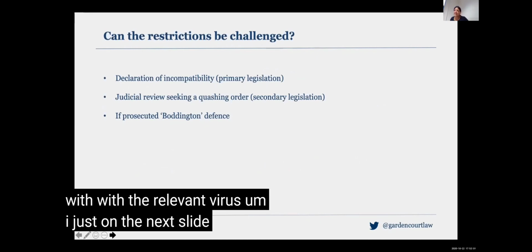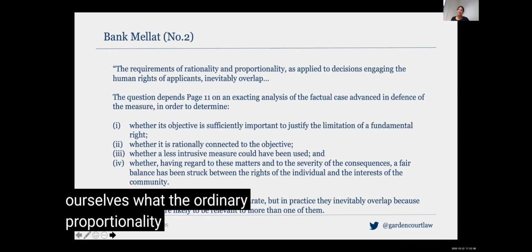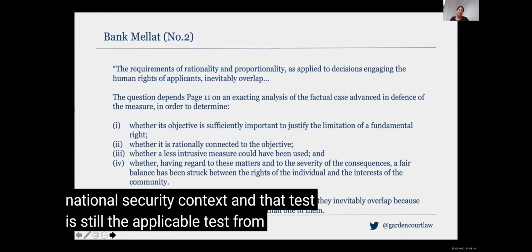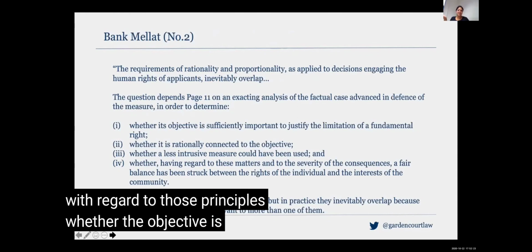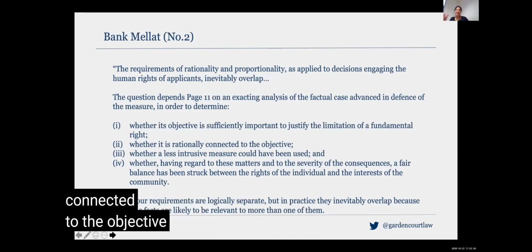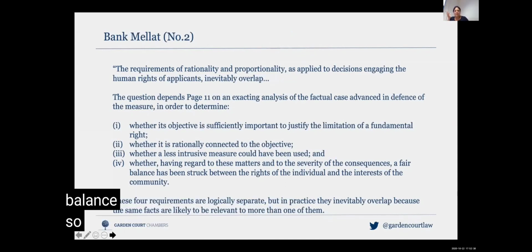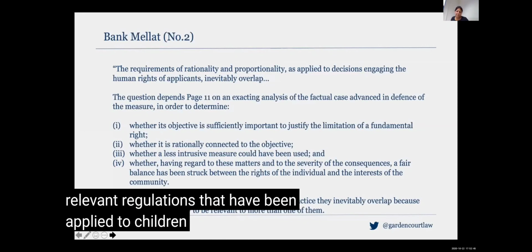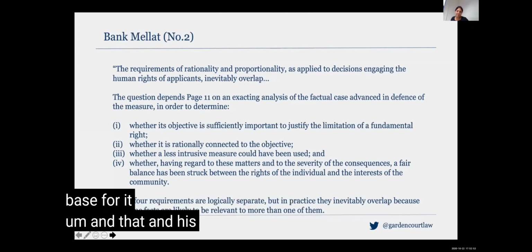On the next slide, because I've got one minute, or probably no minutes, I just wanted to remind ourselves what the ordinary proportionality test is, even in the sort of national security context. That test is still the applicable test when we are holding the government to account with regard to those principles. Is the objective sufficiently important to justify a limitation on a fundamental right? Is it rationally connected to the objective? Could a less intrusive measure have been used? That's the key here. And then the balance. So that's what we want to do going forward: look at the relevant regulations that have been applied to children and families, and look at what the justification is. What's the evidence base for it? We would hold the government to account.